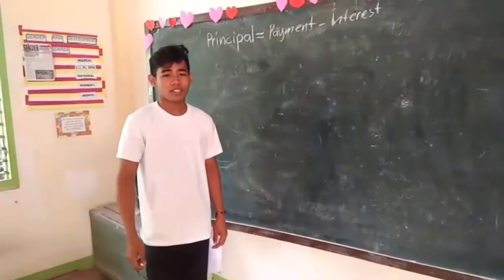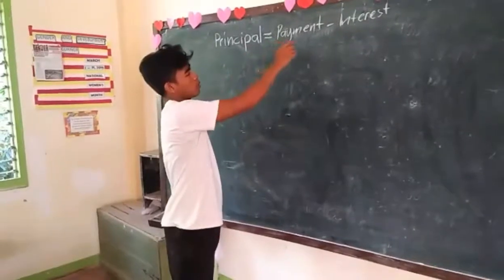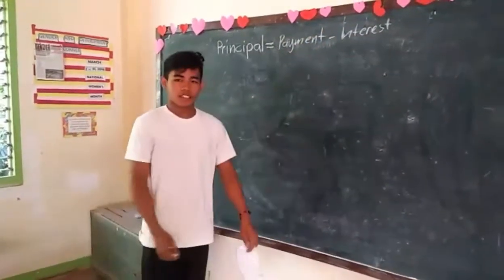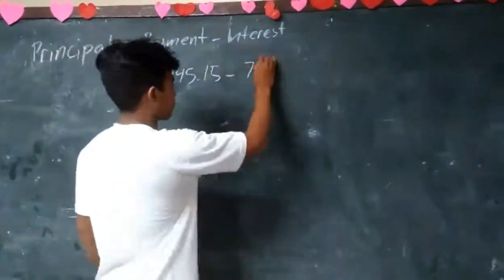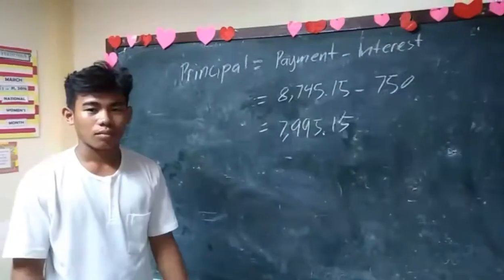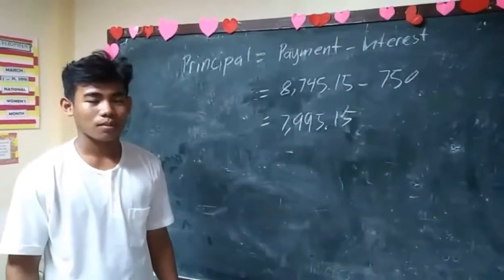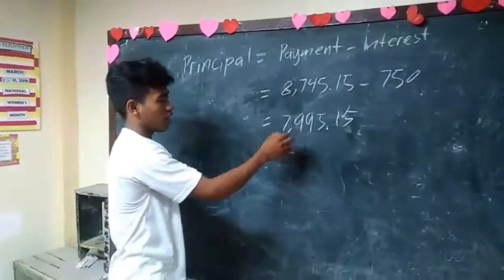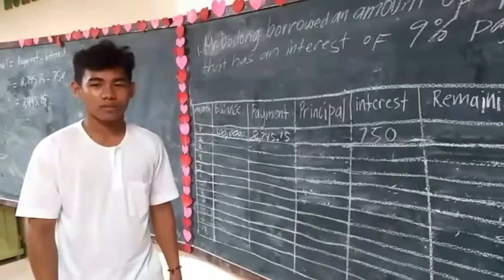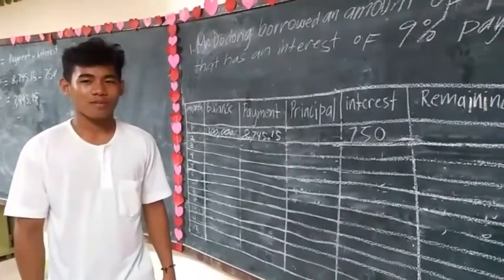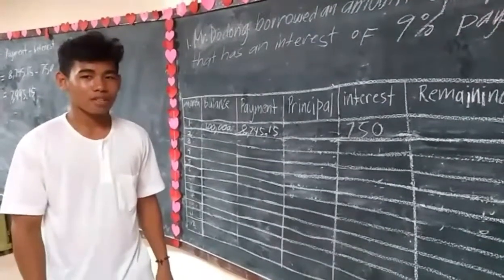In order to determine the unknown principal, let's use the formula principal equals payment minus interest. Let's substitute. After substituting and undergoing the process, we can determine that the principal is 7,995.15. Now, let's fill in the column for the principal with 7,995.15.